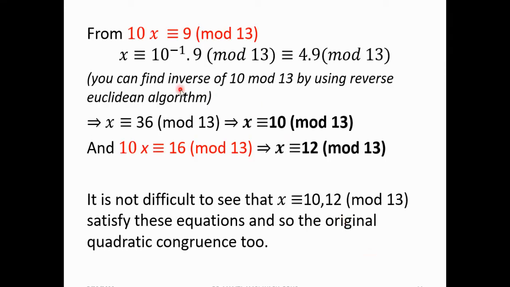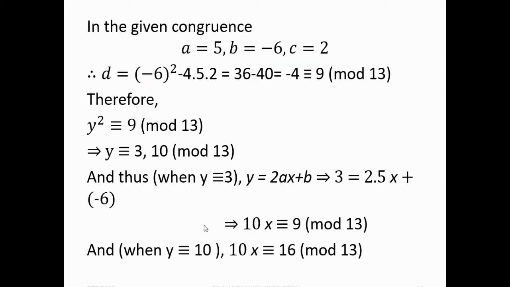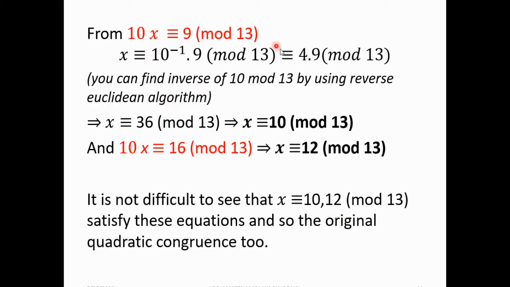So from 10x congruent to 9, the first congruence, consider this. From 10x congruent to 9 modulo 13, x is equal to 10 inverse into 9 modulo 13. So what is the inverse of 10 under modulo 13? You can easily solve it by using the reverse Euclidean algorithm. So the inverse of 10 is 4. So 4 into 9 modulo 13 will be 36 modulo 13, which is congruent to 10. So x is congruent to 10 modulo 13.